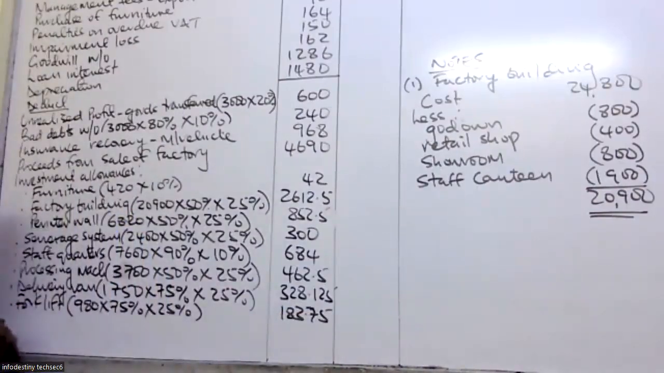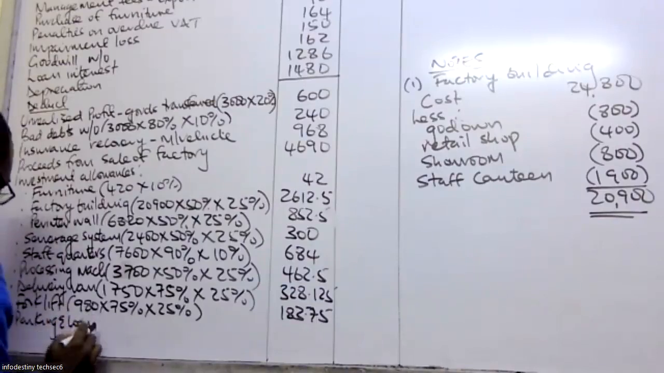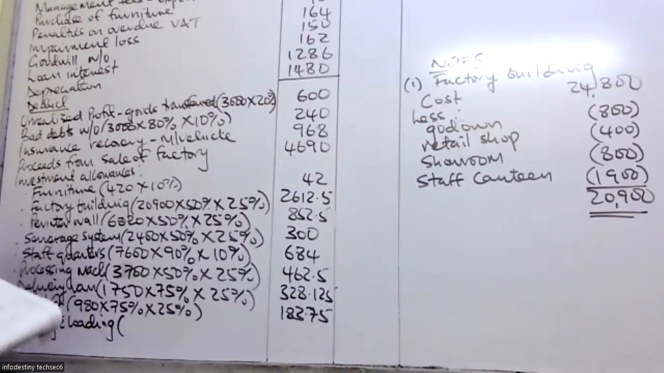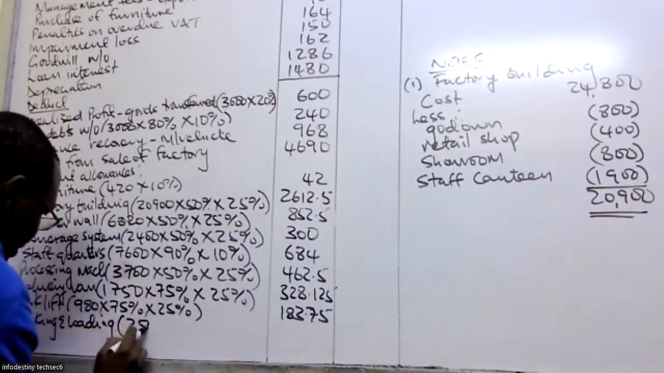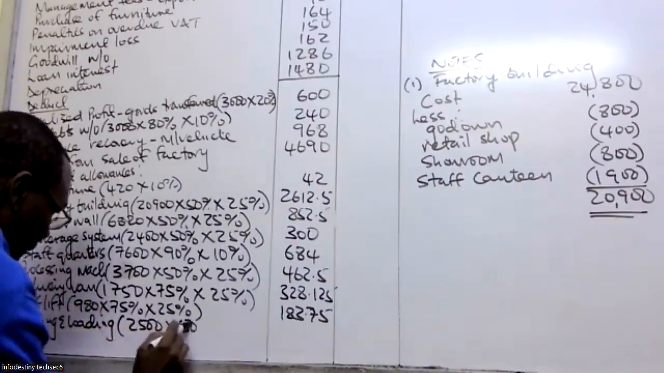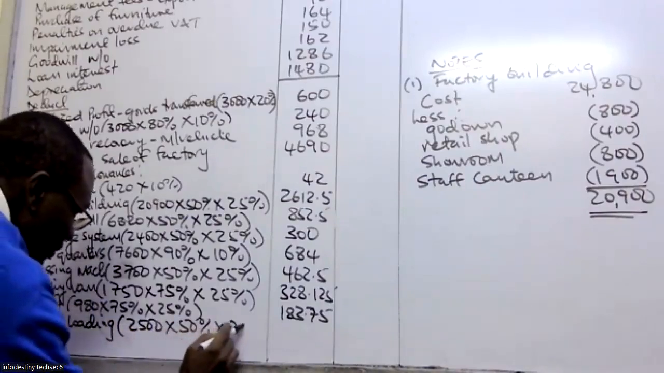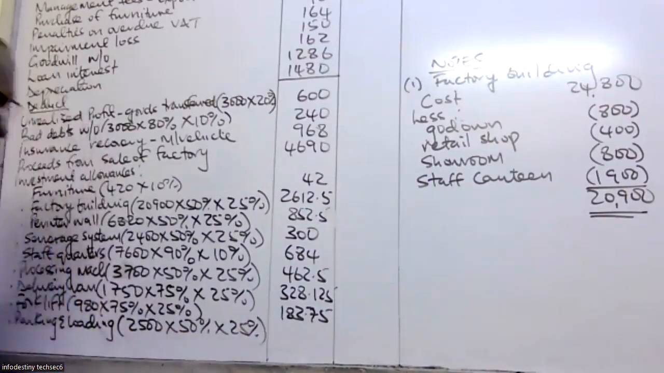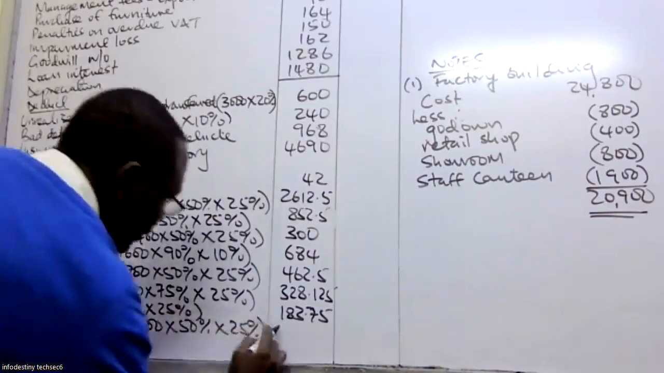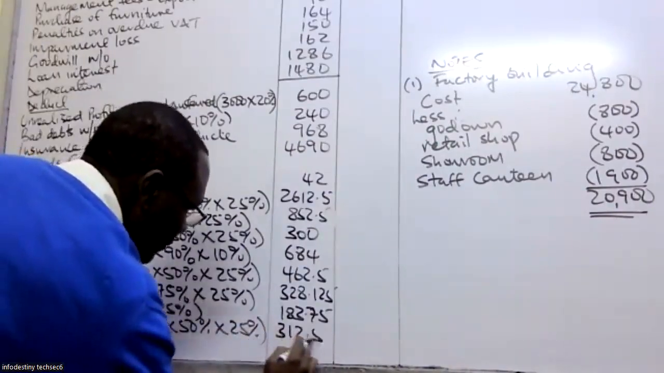Parking and loading bay. That's for a building investment allowance. So parking and loading bay, they claimed 50% last year. So what is left, the residual, is 50% of that, then you get 25%. 312.5.